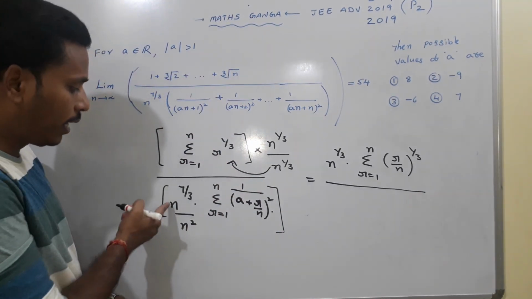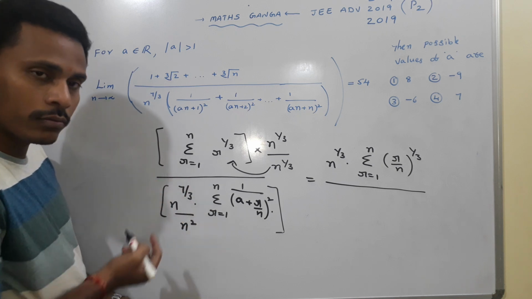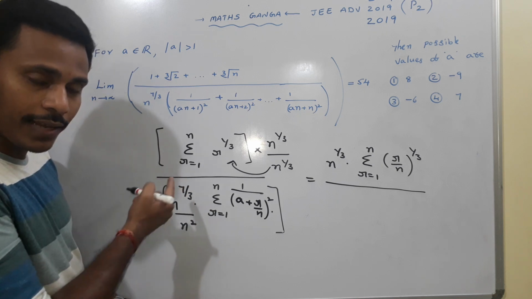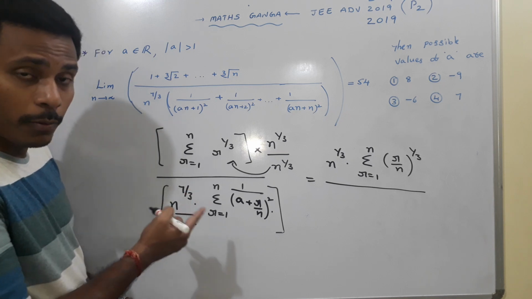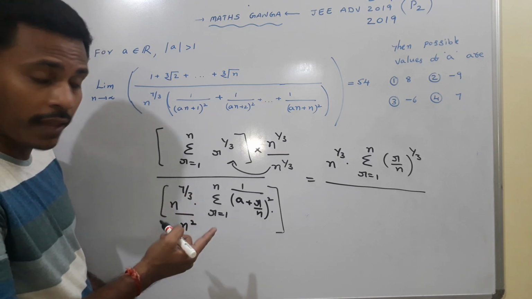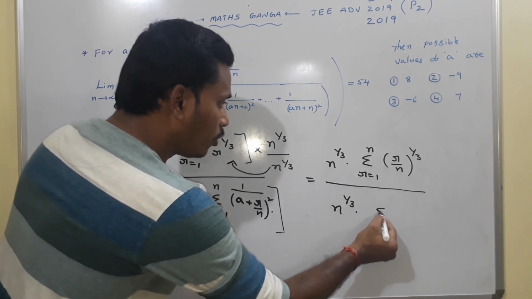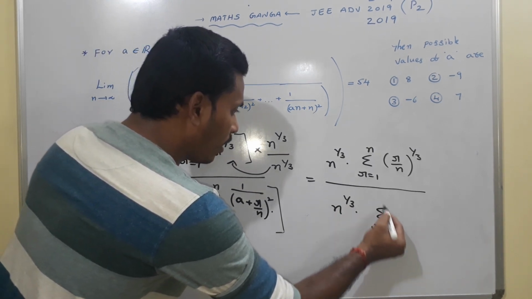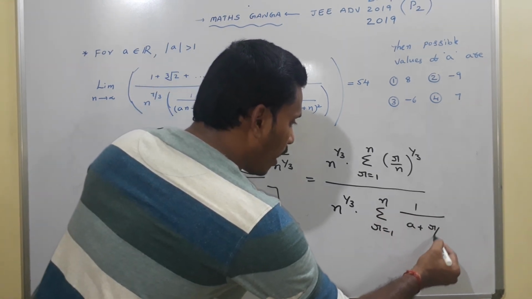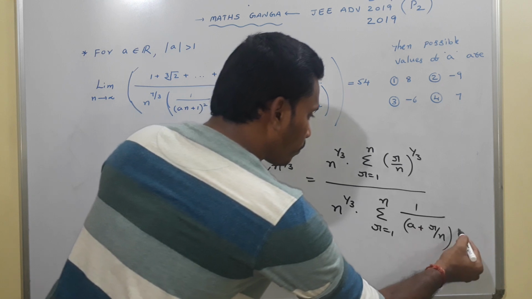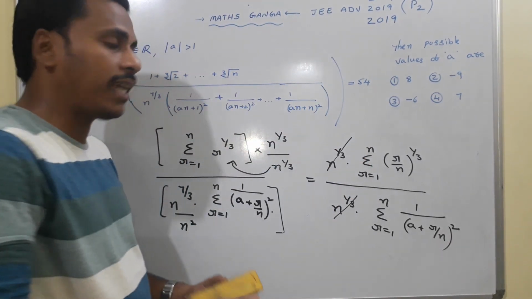And coming to the denominator, n power 7 by 3 by n square. So if you move this square to that, 7 by 3 minus 2, 7 by 3 minus 2 is 1 by 3. So this is again n power 1 by 3 into sigma r running from 1 to n 1 by (a plus r by n) whole square. This n power 1 by 3 and n power 1 by 3 get cancelled.